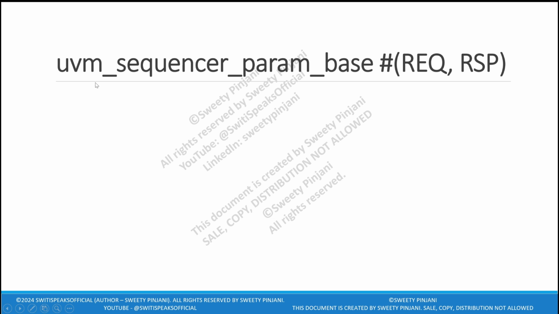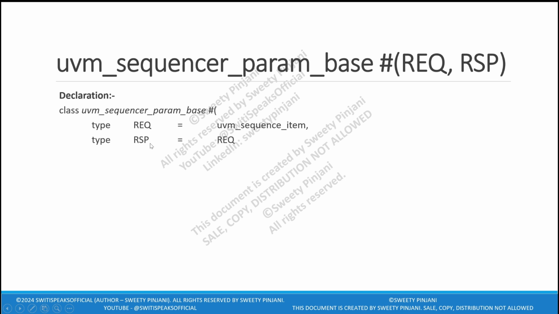Next, we will understand about the inbuilt class UVM Sequencer param base. This also takes two parameters, request and response. First, let's understand the declaration. As I said, UVM Sequencer param base also takes two parameters. One is request and one is response. Again, the type of the request and response is usually the same. If you see here, this is how it is declared in the UVM library. And this UVM sequencer param base in turn extends UVM sequencer base. This also we had seen in the class hierarchy diagram.